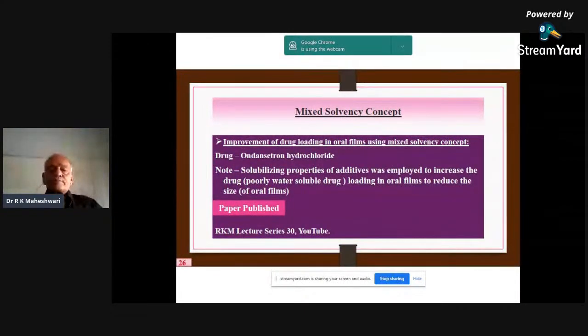Mixed solvency concept to improve the drug loading in oral films. Here the work is on a poorly water soluble drug, where the solubilizing properties of additives were employed to increase the drug loading in oral films and reduce the size of the oral film. Of course, we employ solid solubilizers to increase the solubility. The paper has been published. Please see RKM lecture series 30 for this.